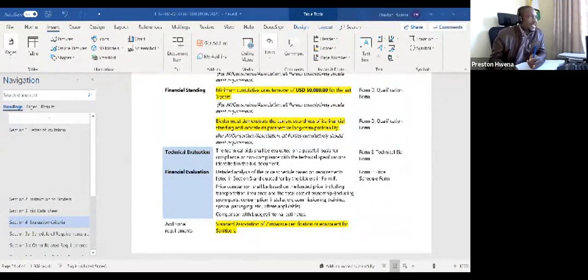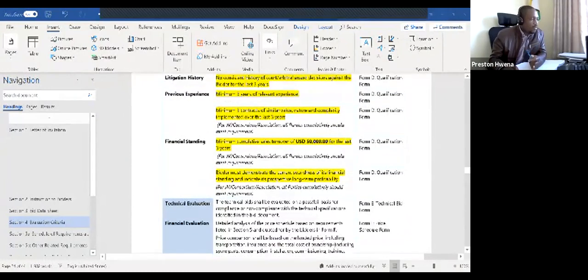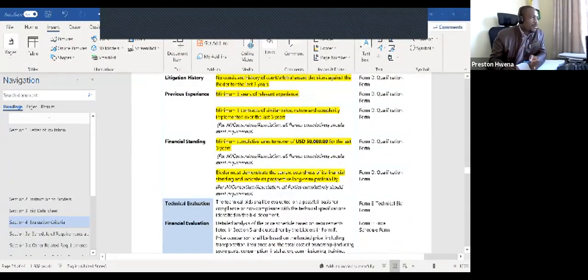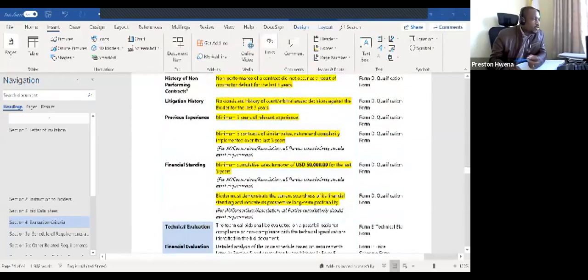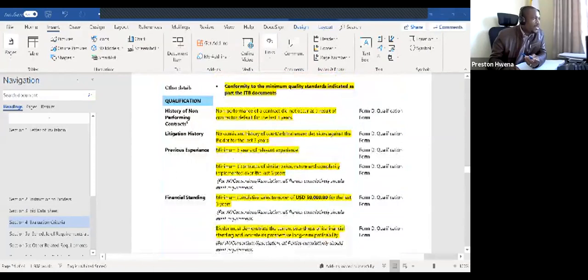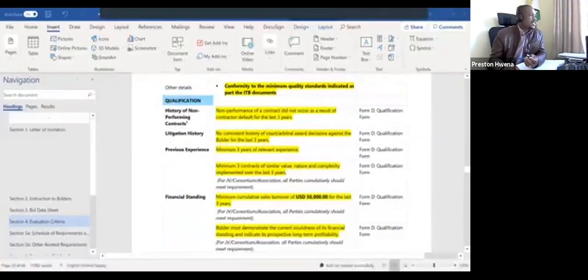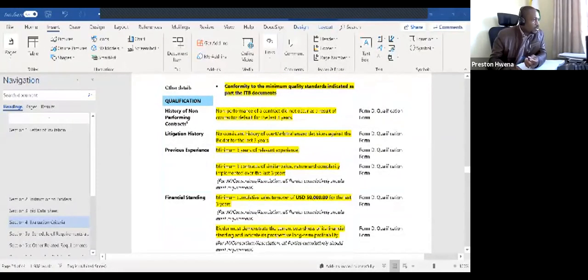But what we are saying is that each one of these companies coming together should have, for example, minimum requirements. They should not have non-performance of contract in the last 3 years. They should also not have a consistent history of court arbitration. In terms of minimum experience, each one of these companies should have a minimum of 3 years relevant experience.